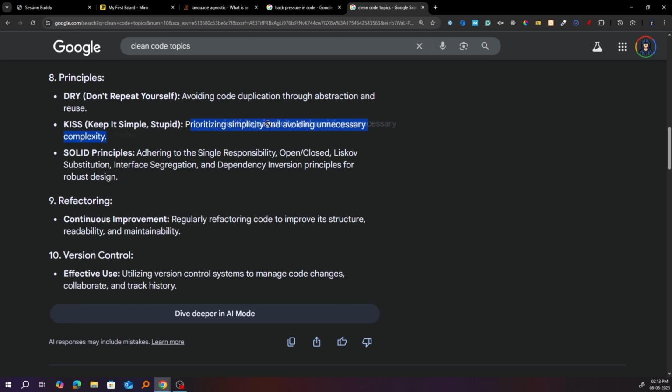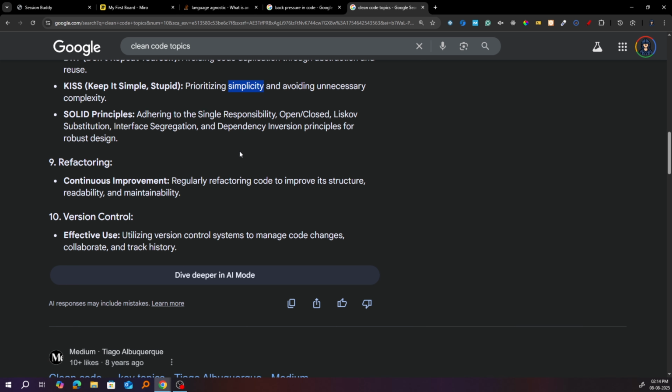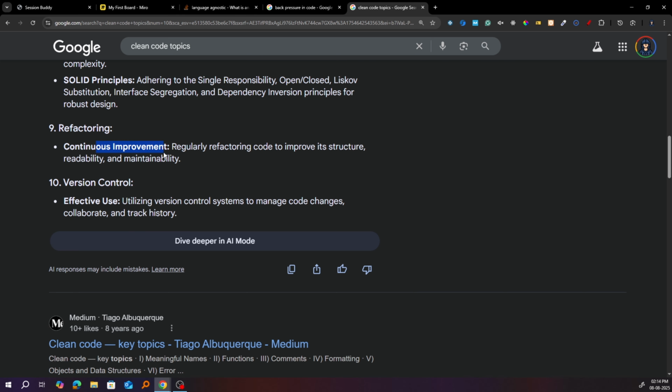Of course, simplicity doesn't mean that you shouldn't be optimizing your algorithm. You should optimize it, but try to make the logic simpler so that it's easier for other developers to read. Refactoring and continuous improvement: regularly refactoring code to improve its structure and readability. Make sure to have this practice. It is very important. Even if you have an improved code base, try to improve it more, using new libraries or new versions of Node.js or whatever.